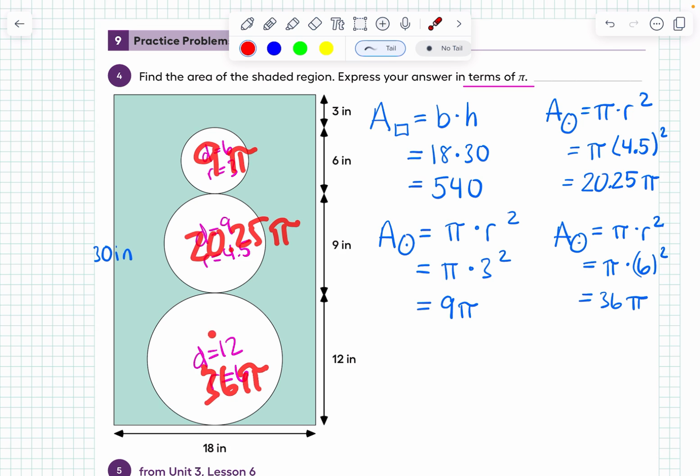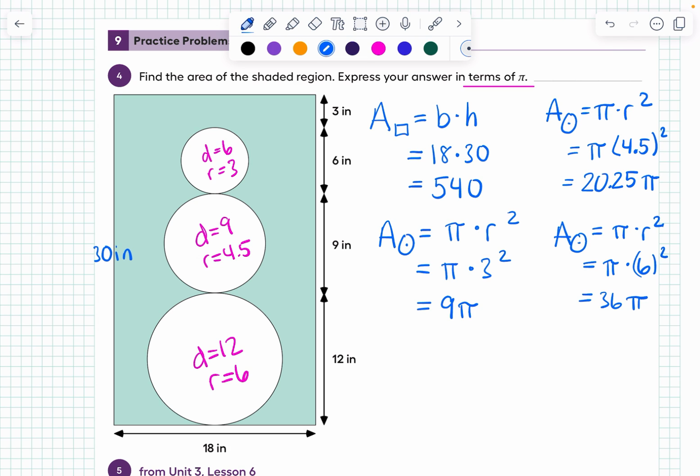What we need to do is add up those areas. So let's add that up. I have 9 pi plus 20.25 pi plus 36 pi. If you add all of that up, the 9 plus the 20.25 plus the 36, you would get 65.25 pi.